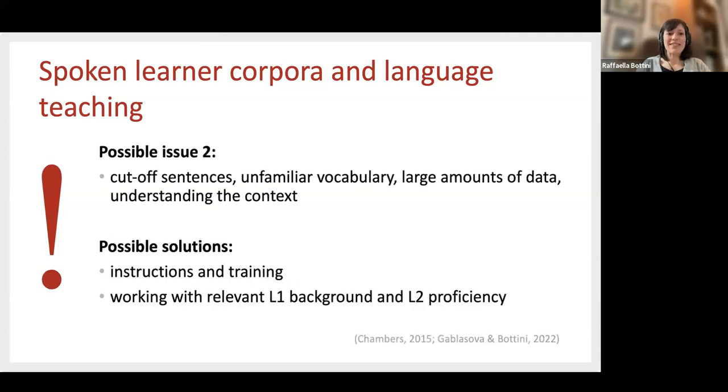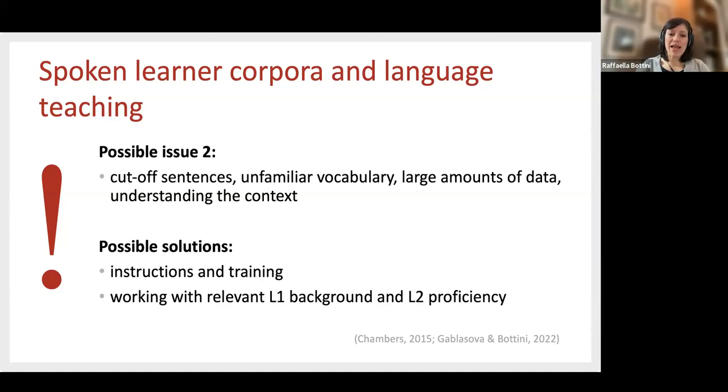Another possible issue is that learners have to deal with cut-off sentences, think about concordances. They have to understand vocabulary that might be unfamiliar. Sometimes they need to deal with a large amount of data if we present them with a large number of concordances. And they also need to understand the context from a short extract sometimes. And in this case, we can, of course, scaffold their learning, giving them instructions and appropriate training in terms of how to read concordance lines and how to interpret them and how to work with them.